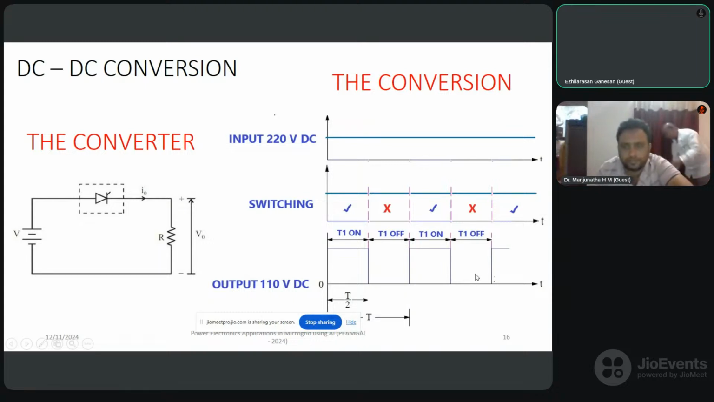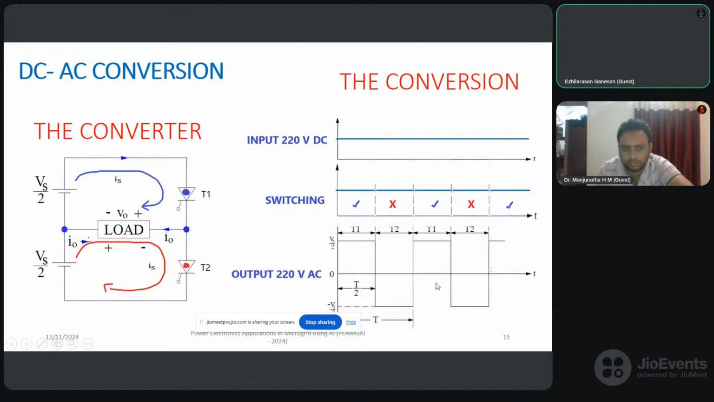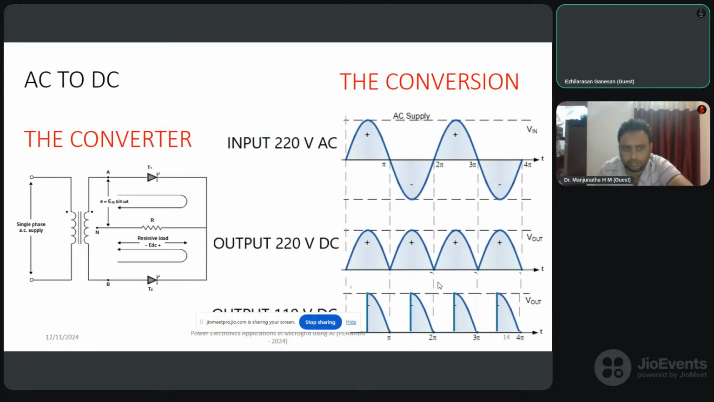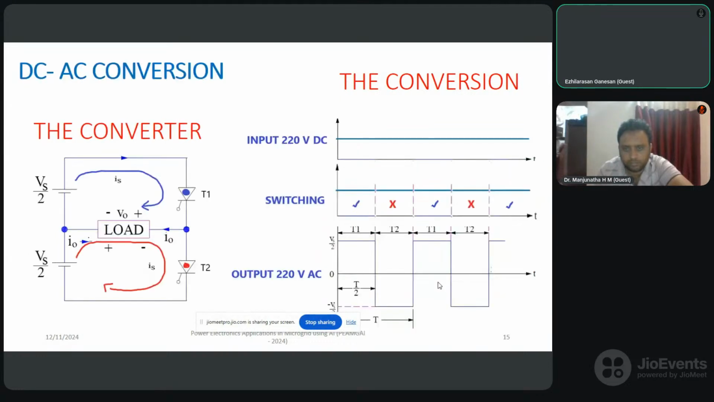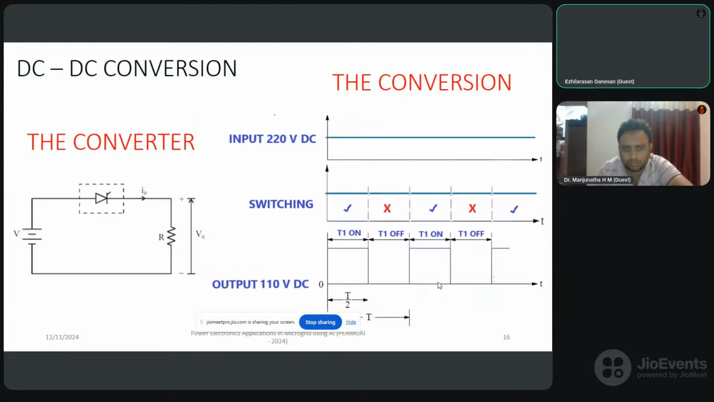For getting pure DC, again we need filtering. After you give this to a filter, only then will you get pure output in this case, as well as in this case, as well as in this case. All these three cases need filtering. The filters can be inbuilt within the converter itself, or we can use them separately.